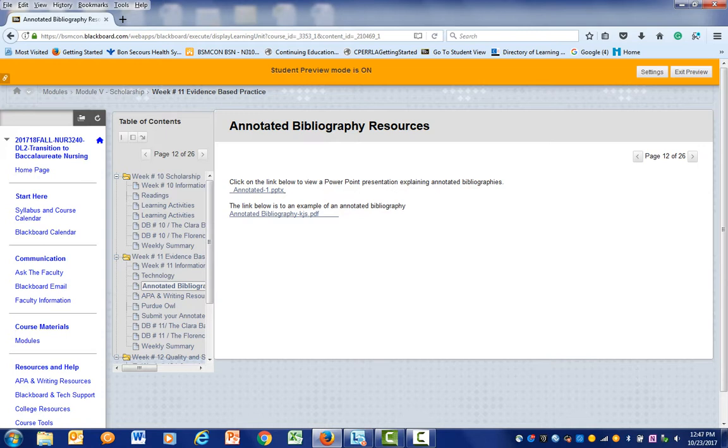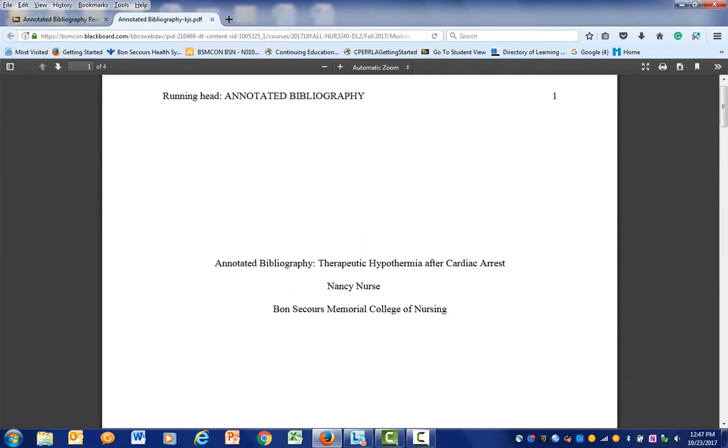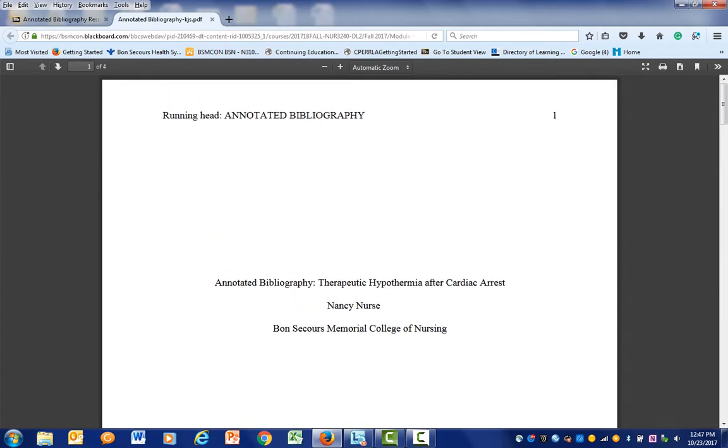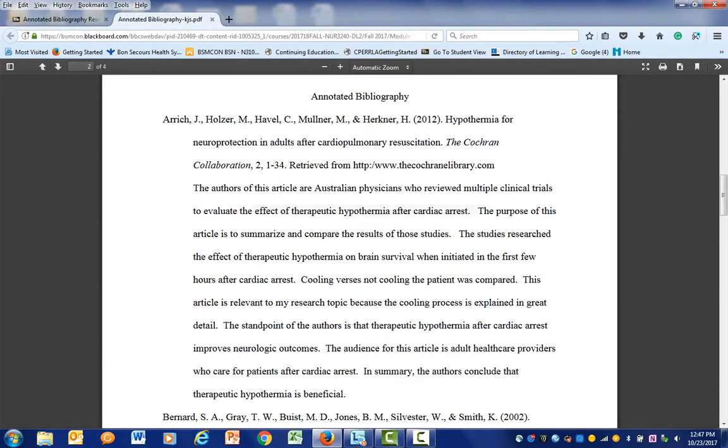I think it's due on the 5th. It's due in 2 weeks. So this is a PowerPoint about the annotated bibliography, and this is an example. Notice it's APA: running head, page numbers, and you start with the title. And remember, each annotation is begun with a hanging indent. It's kind of backwards from what you usually do.